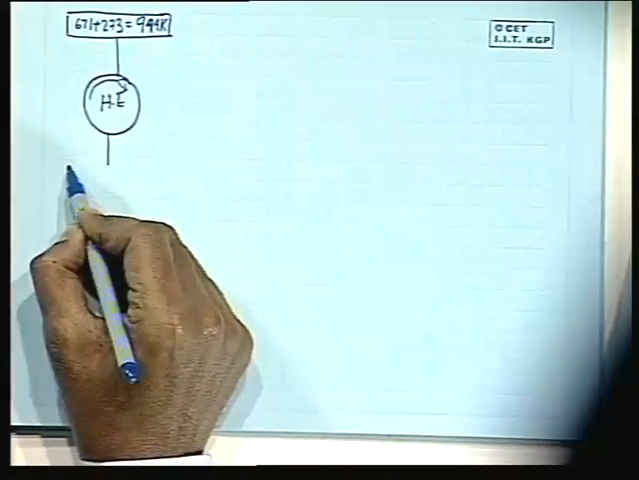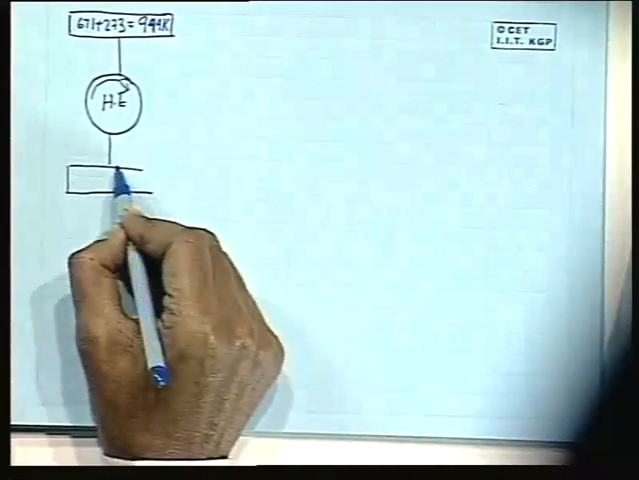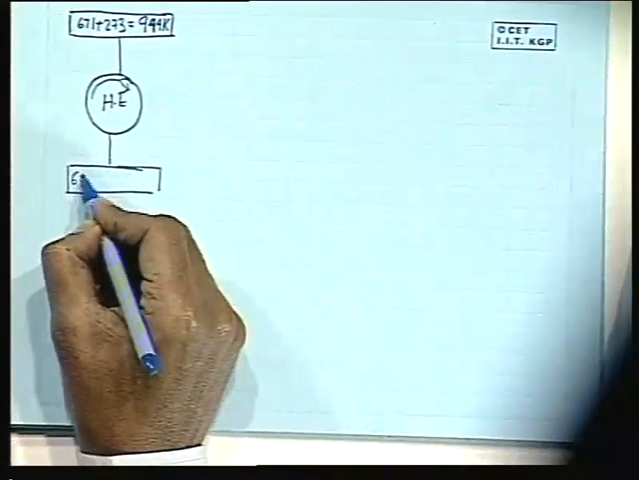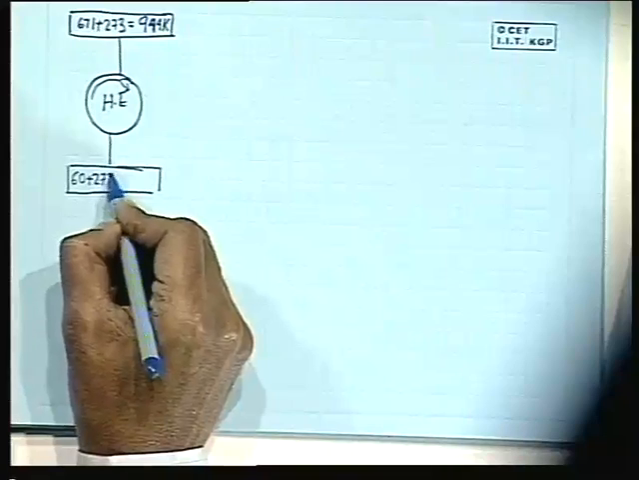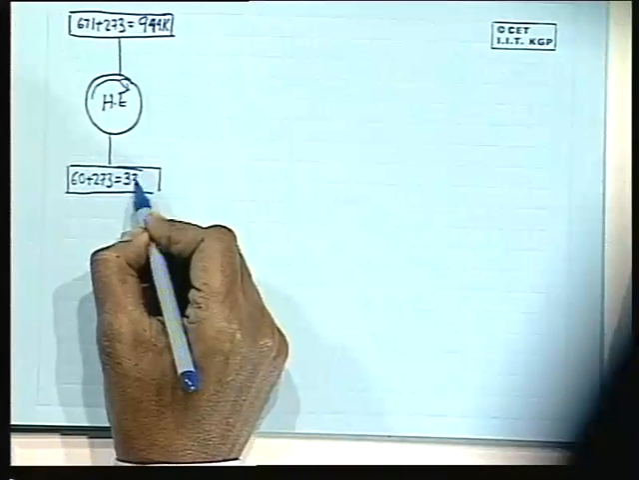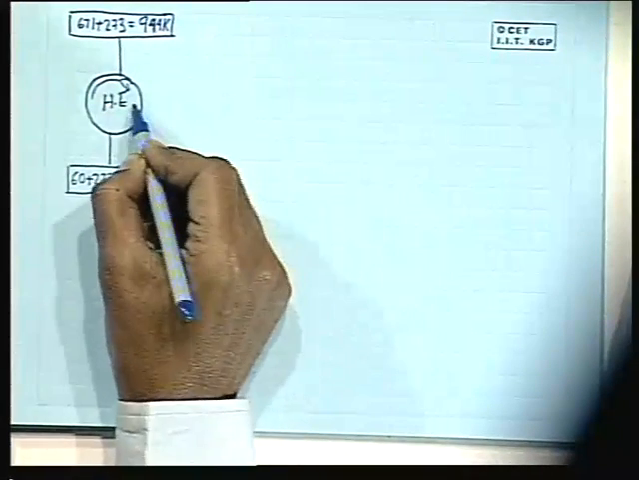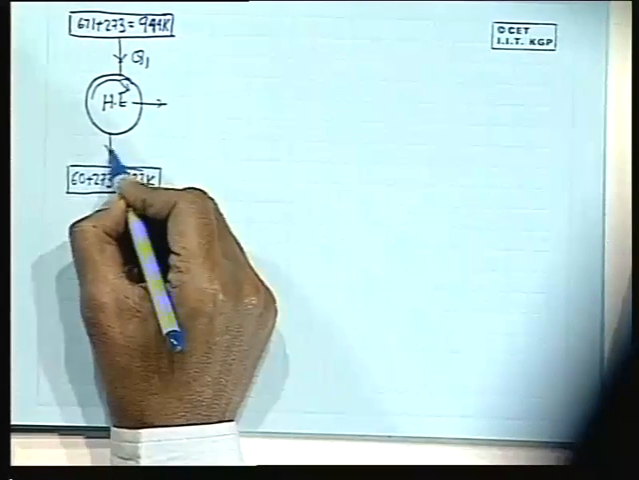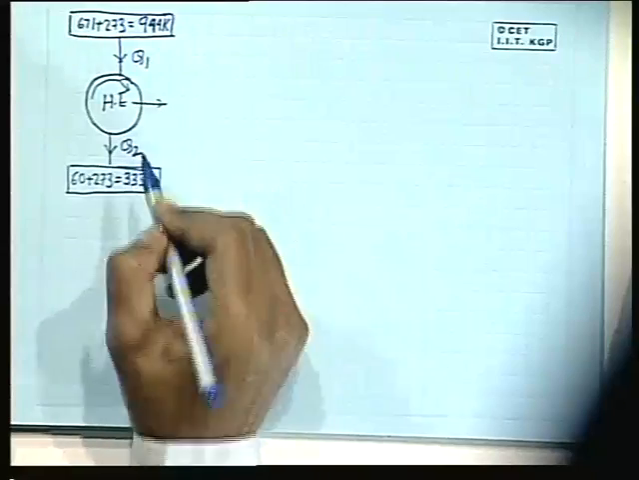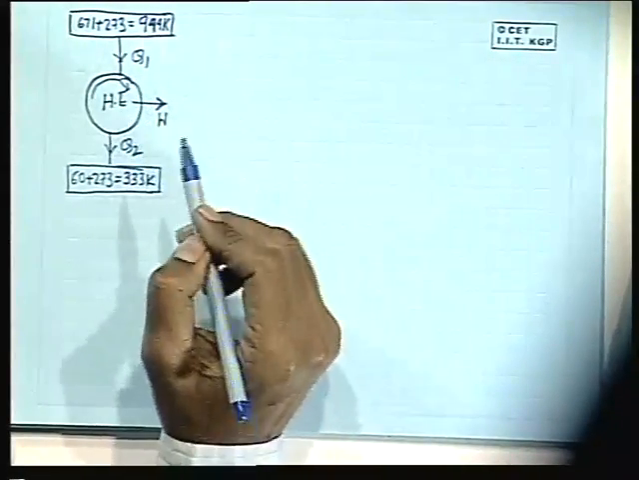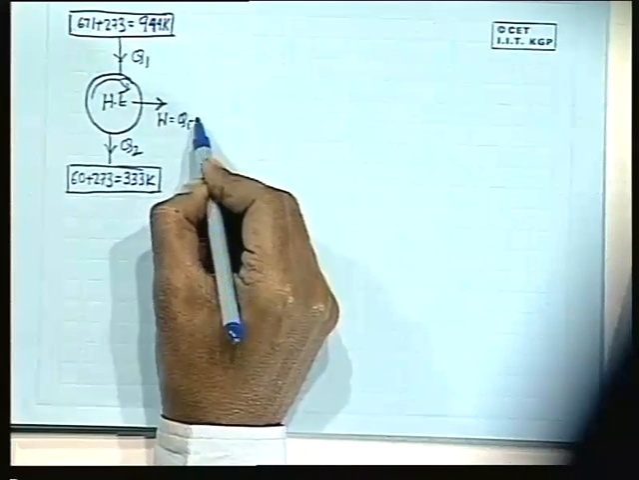It delivers heat to a temperature. What is that temperature? 60 degrees Celsius. That means 60 plus 273, as you know, this is the Kelvin conversion from Celsius to Kelvin. That will be 333 K. And this heat engine delivers work. Now, this is the heat input Q1. Let the heat rejected out of the engine be Q2. So the work W delivered is definitely equal to Q1 minus Q2.